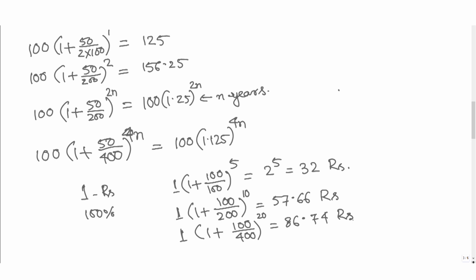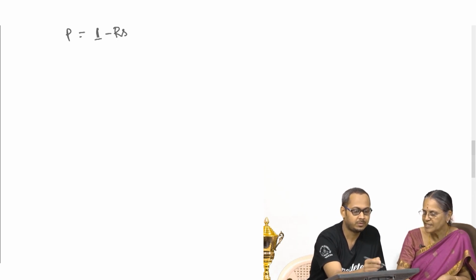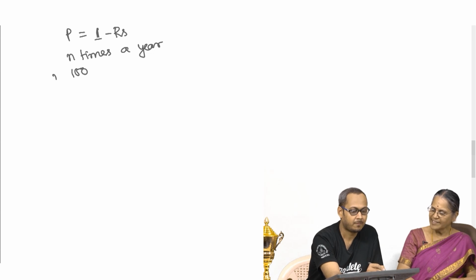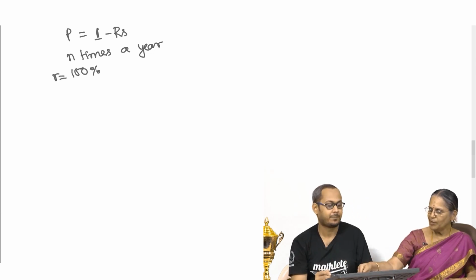What we would like to see is this: the principal amount is 1 rupee. We are going to compound it with interest 100%, and we do it n times in a year. So let us form the table of values. At the end of 1 year, our principal amount is 1 rupee, and I am going to compound it n times in a year. The rate is 100%.